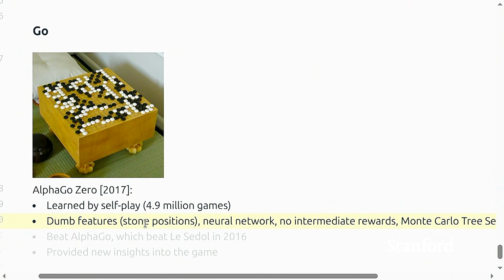Right? So in Go, there's a lot of complexity about what pieces are live and how everything's connected and how many degrees of freedom there are. And with previous programs, you would try to encode all of that knowledge into features. But here, we're just saying, machine learning algorithm, these are where the pieces are, go figure it out. And this was obviously using a deep neural network, no intermediate rewards.